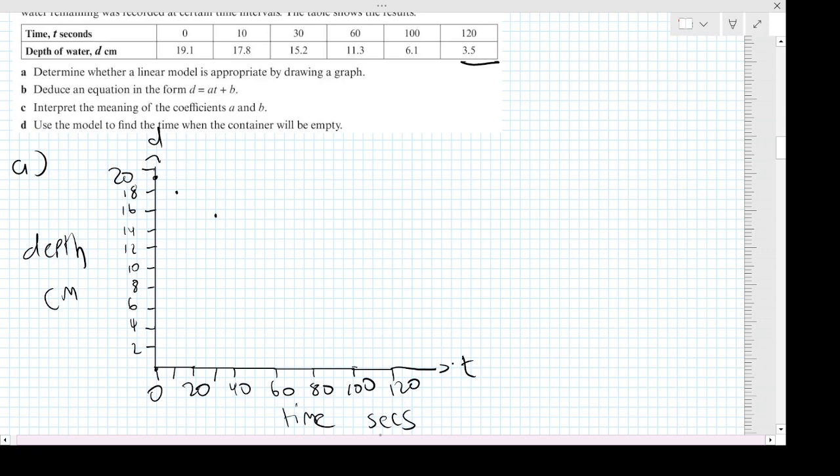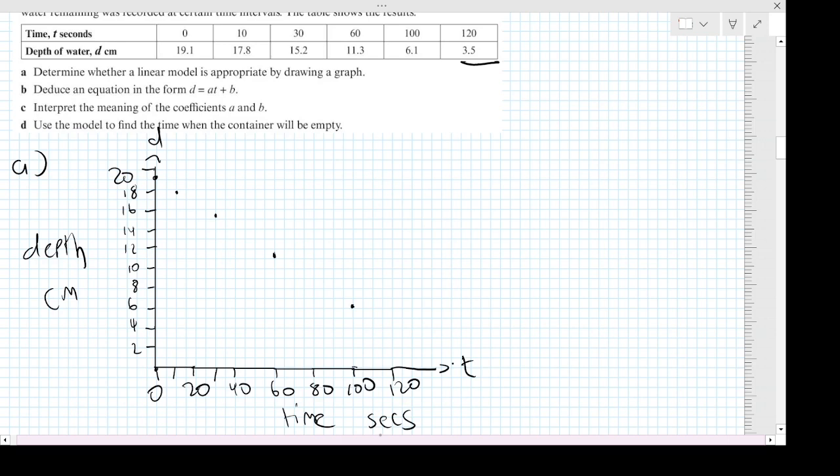Then we have 60 now. We jumped up to 60, and we have 11.3. So we know 60 is 11.3. Well, 11 is there, so 11.3 would be just over it, say there. Okay. Then 100 for time, 6.1. So that's going to be just over 6, so it's going to be about there.